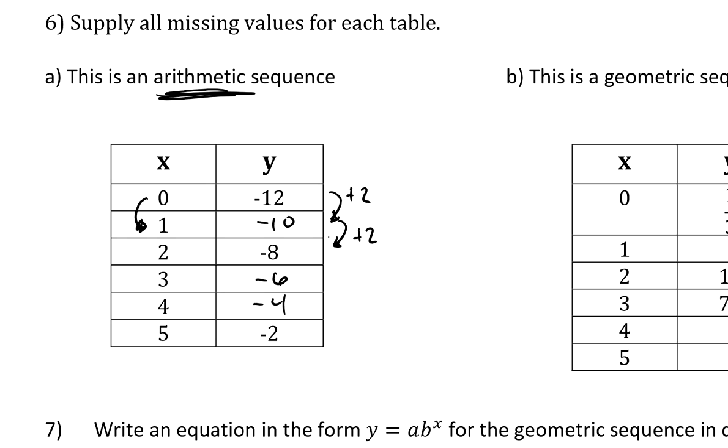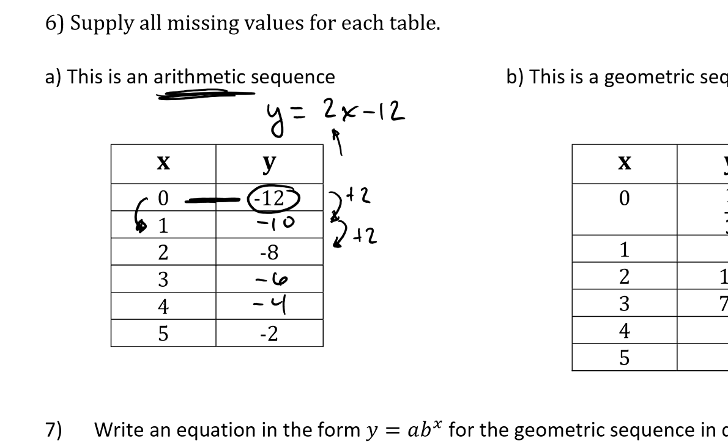So this is the arithmetic sequence. Each time we're going up by 2. Also, you can see our y-intercept here is at when x is 0, y is negative 12. So you can write the equation of this. This is y equals 2 times x minus 12. Right? Again, we're adding 2 each time. That's why there's a 2 times x there. And we're starting at negative 12.